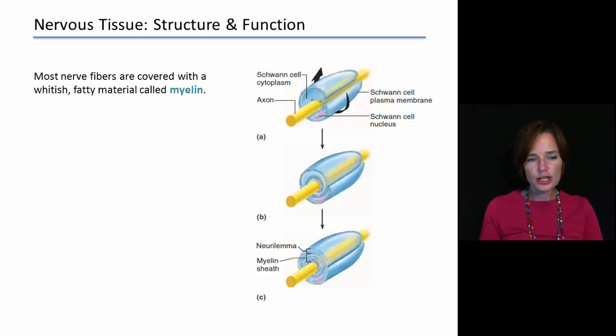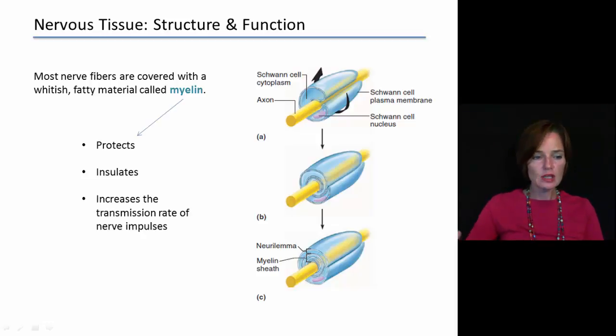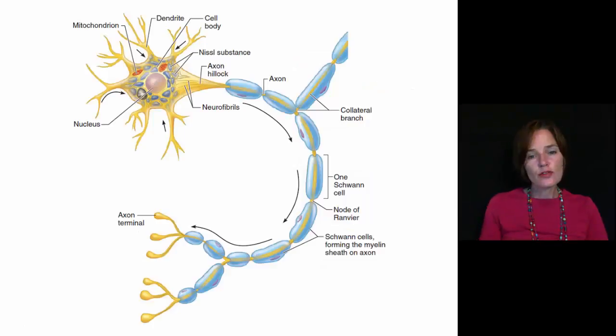And in this picture here, you can see that shown in blue. This myelin is going to be protecting, it's going to be insulating, and in the end, it actually increases the transmission rate of the nerve impulses. So by increasing the transmission rate of the nerve impulses, we're going to get a much faster response because of the myelin that's there.